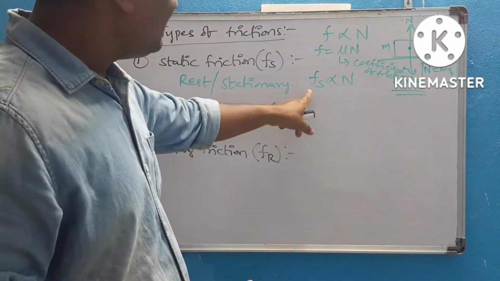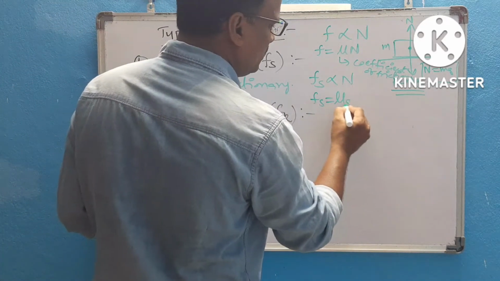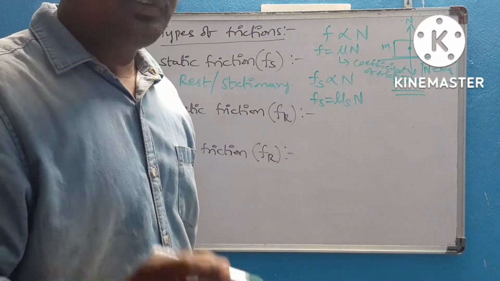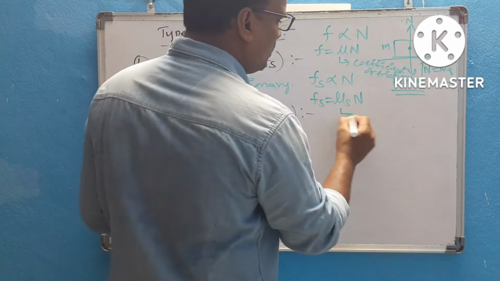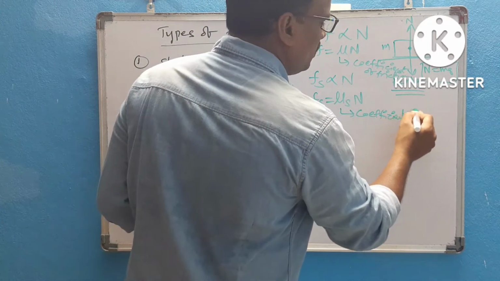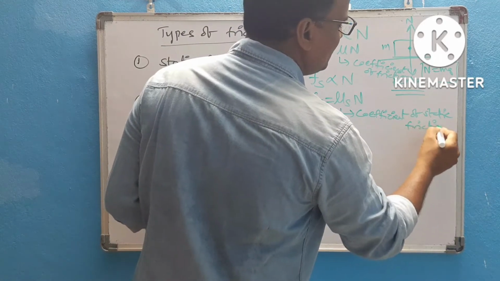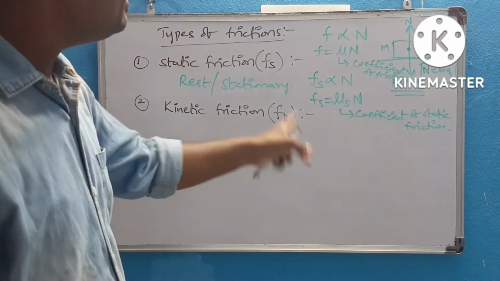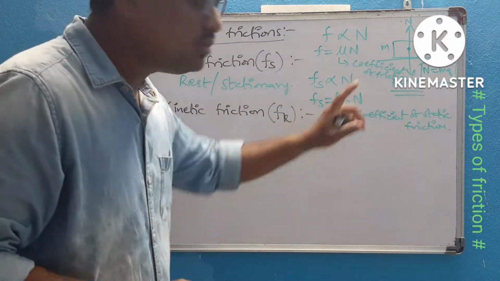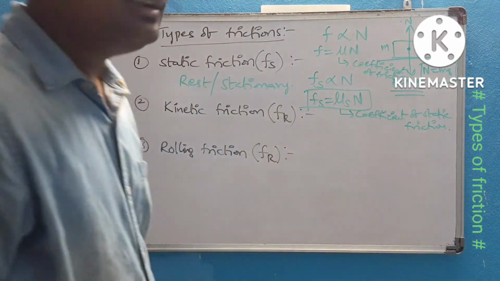So here also Fs is directly proportional to N, and Fs equals mu S N, where mu S is called the coefficient of static friction. Therefore Fs equals mu S, the coefficient of static friction, into the normal reaction force. This is one of the most important relations.